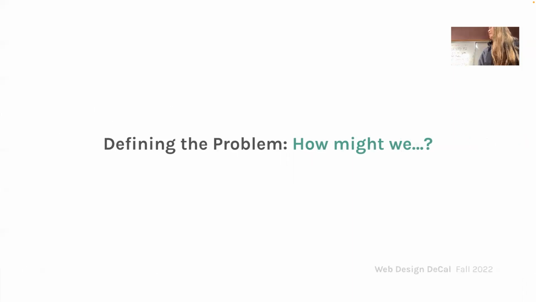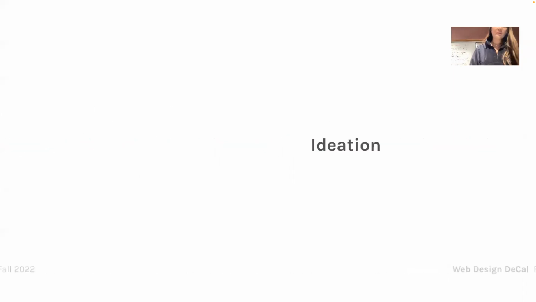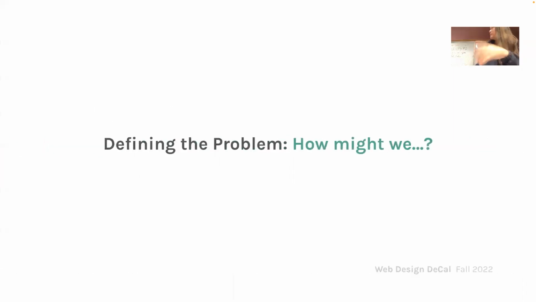Okay, so how can we define a problem in the first place? We talked a little bit about how to do research, but how can we identify that a problem actually exists? Typically, we use the statement, how might we, also abbreviated as HMW. That's a question that we often ask when we are dealing with a certain problem space or difficulty in making a product.